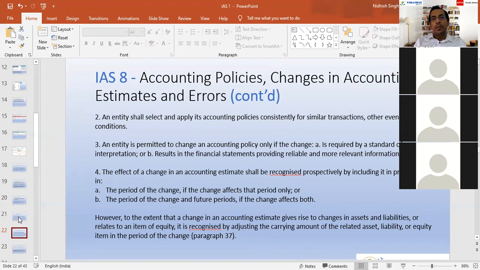Okay, let's take an example. We are depreciating one machinery on the straight line basis, another one on reducing balance. Because reducing balance, remember, triggers a higher amount of depreciation per year as compared to straight line. Companies might be tempted to use different policies for similar assets. That is not permitted because it is not consistent.